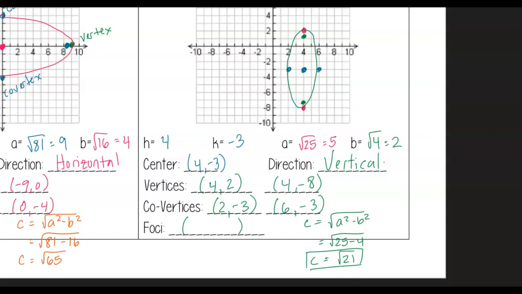So our H value here for the center is 4. So the foci are going to have an X value of 4. And then you take the K value of the center, which is -3, and you both add and subtract your C, which is the square root of 21.